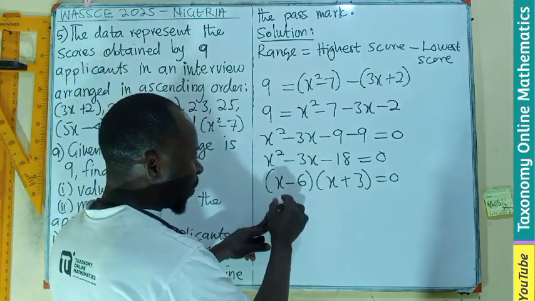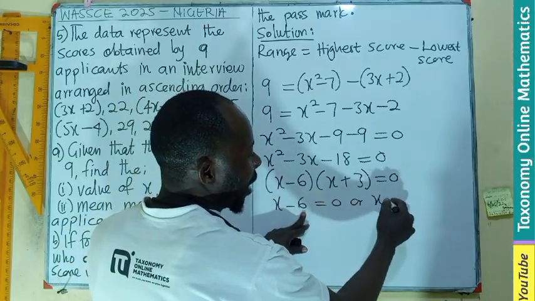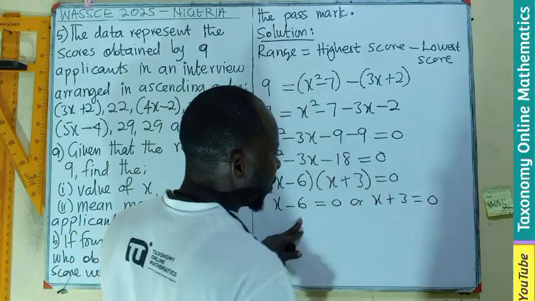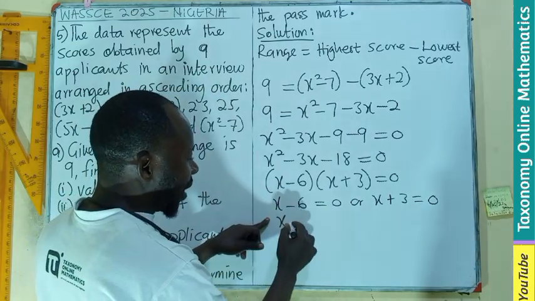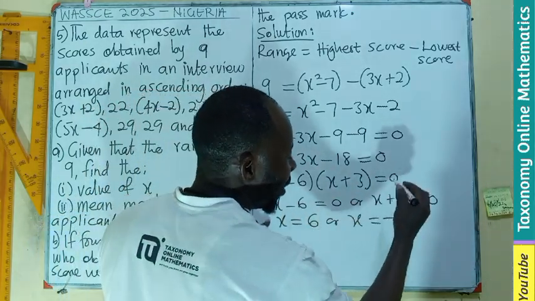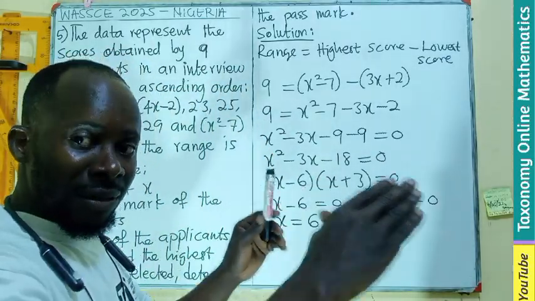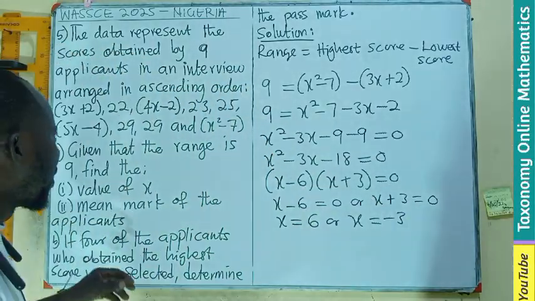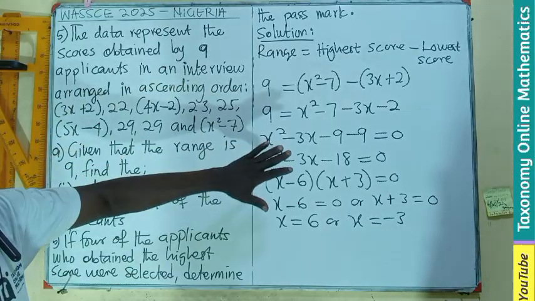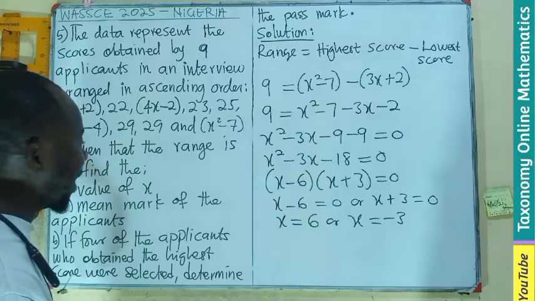So this means that x minus 6 is 0, or x plus 3 is 0. So let's see, our x becomes 6 or negative 3. So these are the two values x can assume. But let's check and see if that is true. Now these numbers are arranged in order. So let's begin with negative 3, because I wanted to discard that.